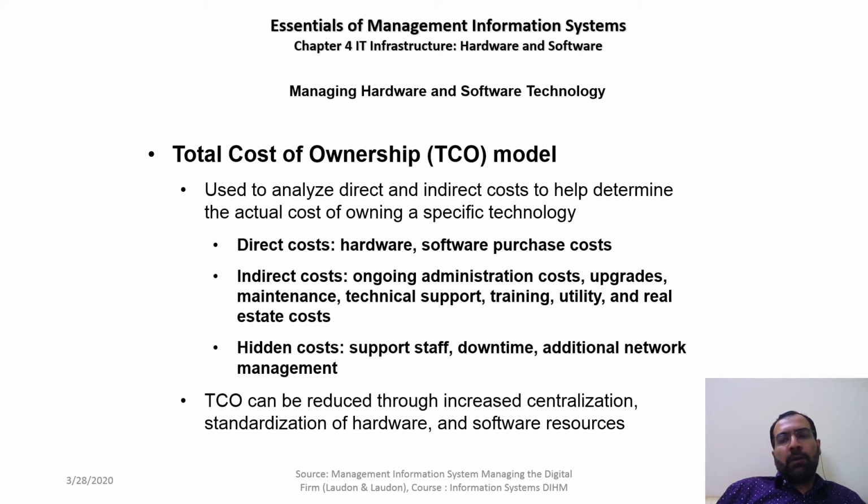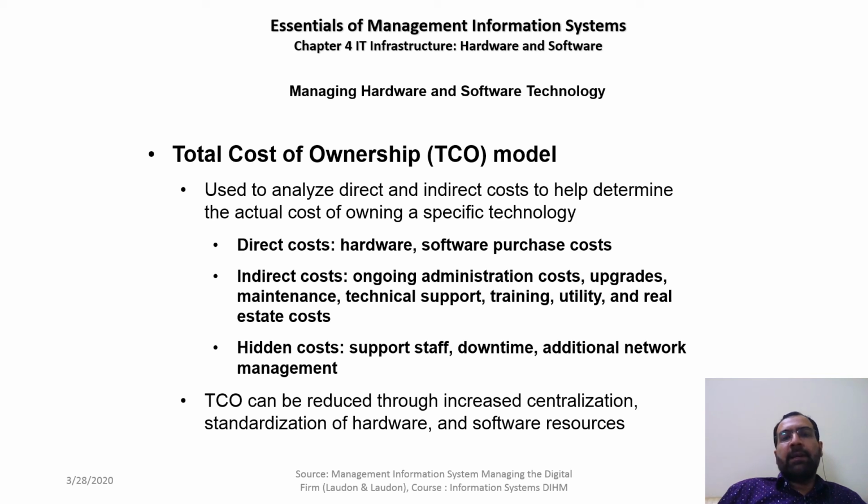For example, you are looking for desktop machines in your offices. That is the direct cost. You are looking for the servers. That is the direct cost. You are looking for the network media for your networks. That is direct cost. You purchase the software required for your application. That is the direct cost.